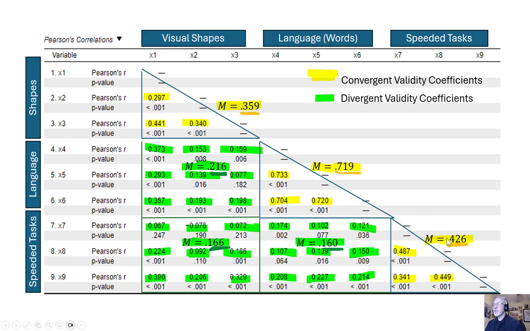These convergent validity averages are substantially stronger than the divergent validity coefficients. So the average for all the correlations in this box, 0.216. The average over here is getting close to small, 0.166. And this one is pretty small as well, 0.16. So this is excellent evidence of a combination of convergent and divergent validity, which leads you to expect that you should have 3 clusters of items.